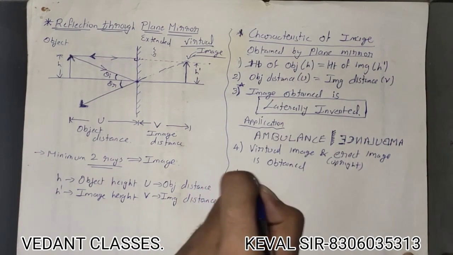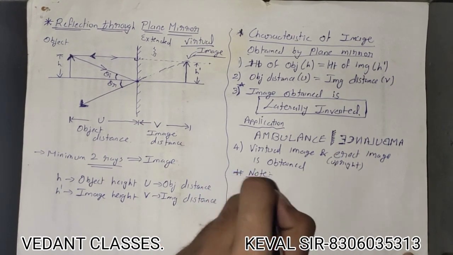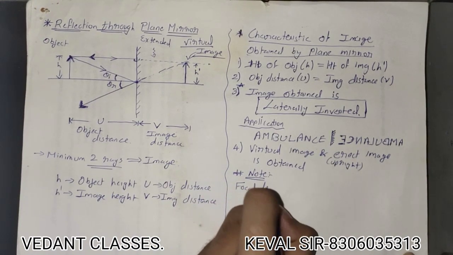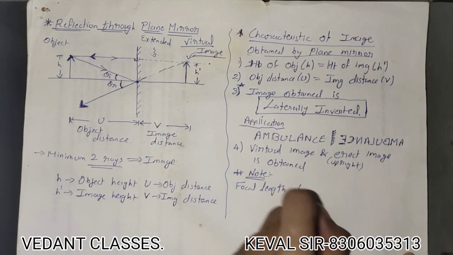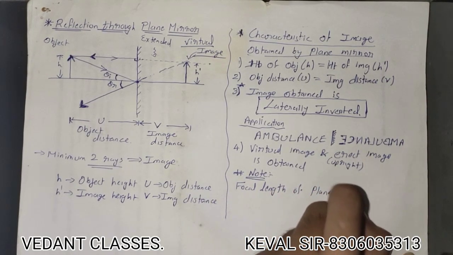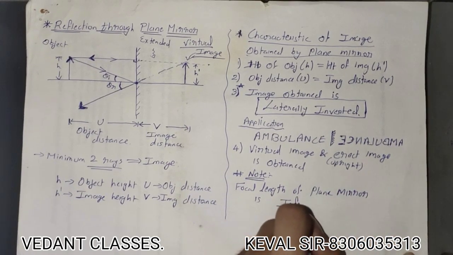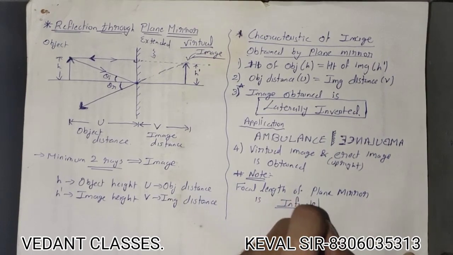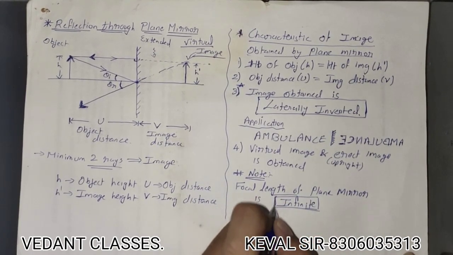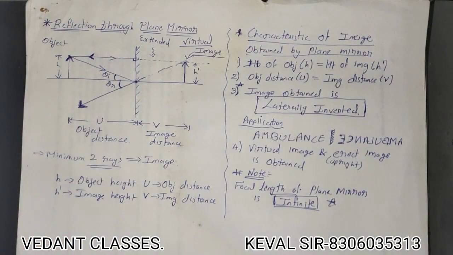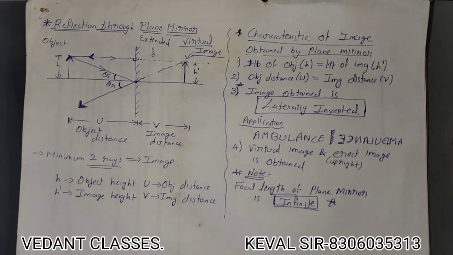Now one important note that I am going to mention here, this is a very important question: the focal length of a plane mirror is infinite. So remember this one. As there is no curvature, you never get any focal length of the plane mirror. So remember this important key point. Take a screenshot of this, and we'll move ahead.